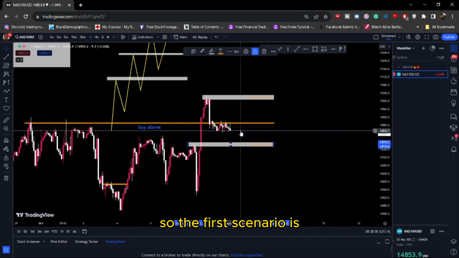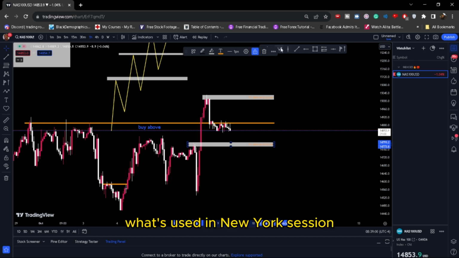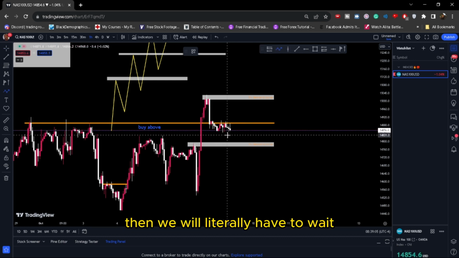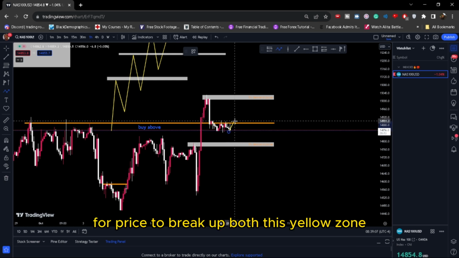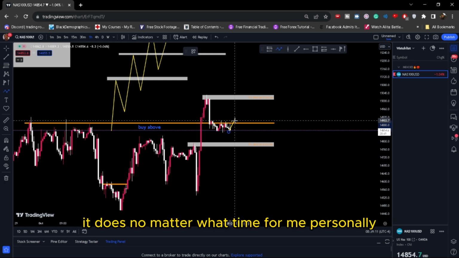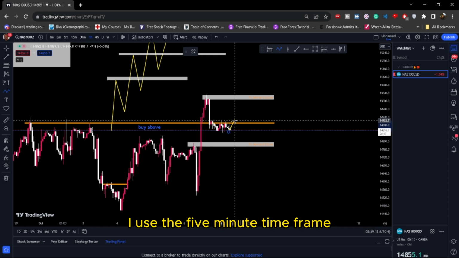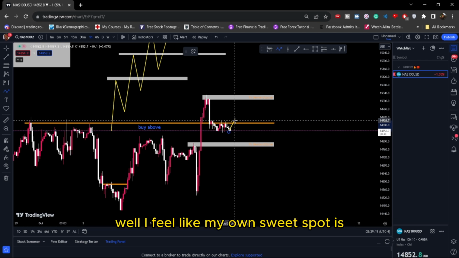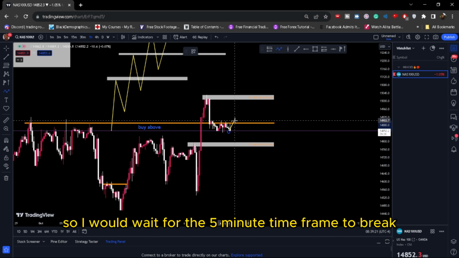The first scenario is, by Tuesday morning or Tuesday New York session, price is probably somewhere around here. If it's not, then we will have to wait for price to break above this yellow zone in the 5-minute time frame. It does not matter what time frame. Me personally, I use the 5-minute. You could wait for the 15 minutes or the 3-minute too, but I feel like my own sweet spot is the 5-minute time frame. So I would wait for the 5-minute time frame to break.